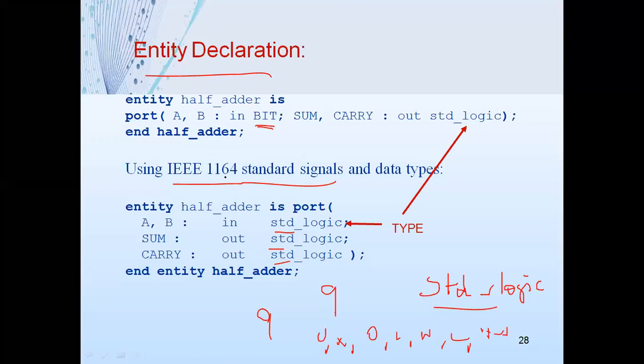Okay, so here you can see an example of how the entity is declared. We are no more using the bit. In the previous case you were defining the signal with the bit vector, but now we won't define with the bit and bit vector. We just simply define with the standard logic. If it is a vector, you will write it as a standard logic vector. Okay, so that is entity declaration.